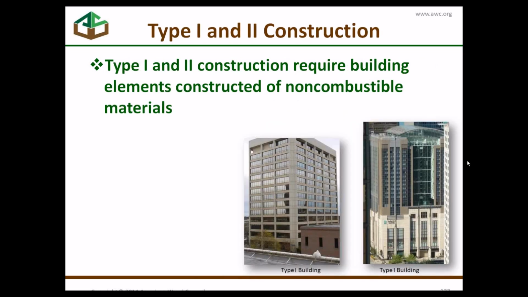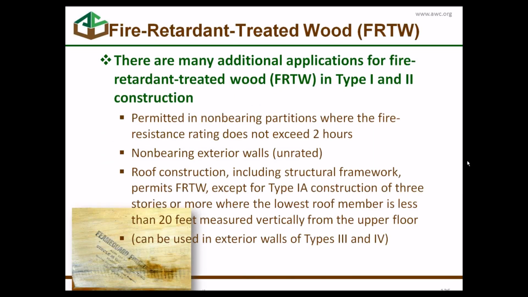Types 1 and 2 construction, of course, are non-combustible, and you can't use wood in the major structural elements of the building. However, there's lots of places that you can use wood in non-combustible construction. You should be aware of this. It's on page 18 and 19 of the Code Conforming Wood Design. All these locations are listed in section 603. There's actually 25 applications where combustible materials are permitted, and very prominent in that list in 603 is fire retardant treated wood. It's permitted in these locations that you see on the slide.